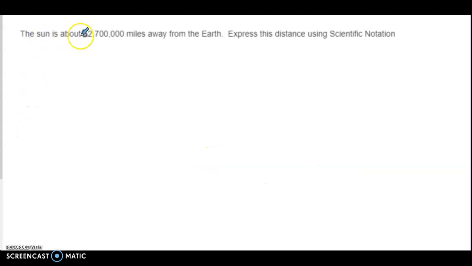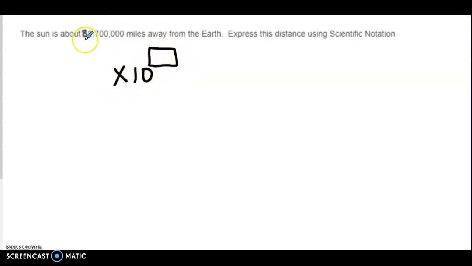The sun is 82,700,000 miles away from the Earth. Express this distance using scientific notation. Okay, so now we're going in reverse. We're going to take this giant number and we're going to write it in scientific notation, which means it has to be times 10 to some exponent, which we're going to figure out in just a second.